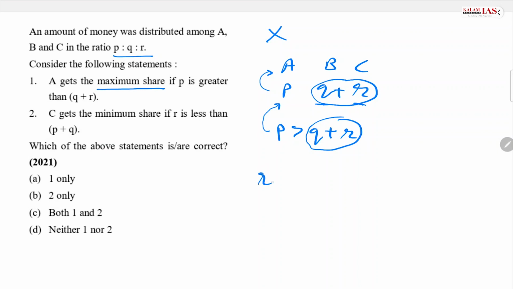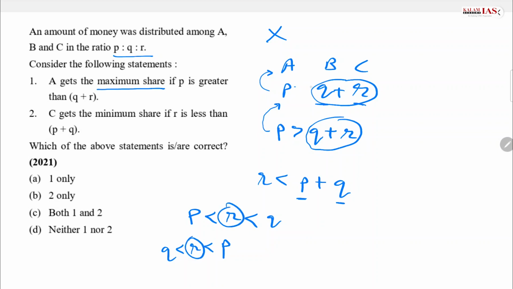Now it is saying R is less than P plus Q. We cannot say R will be lesser than P and Q both, because it is less than their summation. It might be such that R is greater than P and less than Q, or it might be R is greater than Q but less than P. So we don't know the position of R in this P, Q, R. So we cannot ascertain whether C will get the minimum share or not. So this means the first is correct and the second is wrong. So answer A only. We'll understand it by a numerical also.